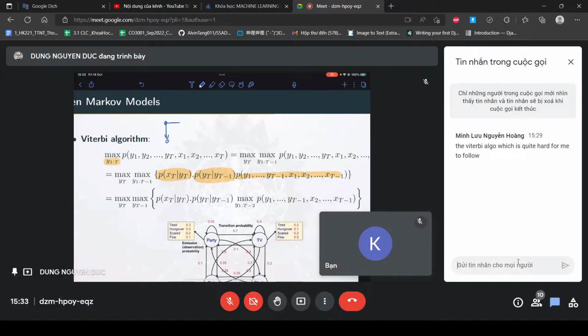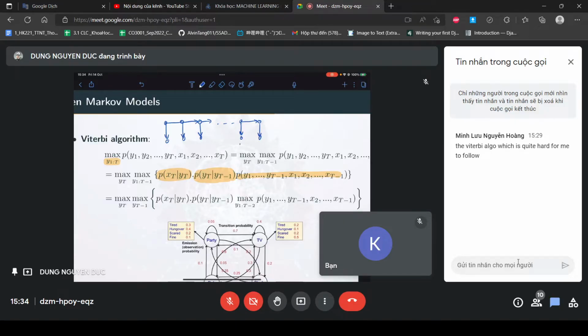Here, look, from step one to step two, I don't know. Is the difference when you check the yt, that max from y1 to T equals max over yt and max over y1 to T minus 1? Also, okay. Yes, okay. Let's take a look.